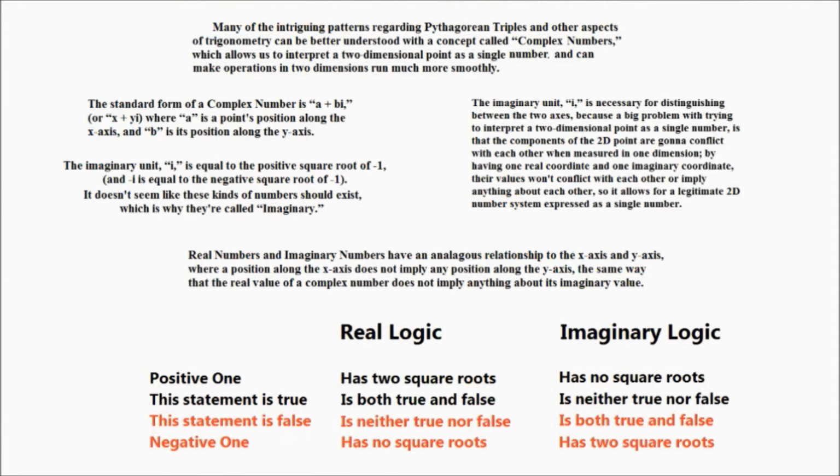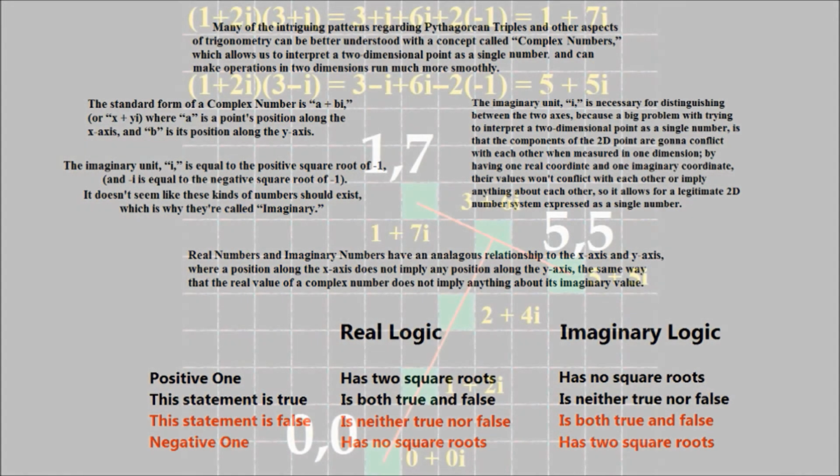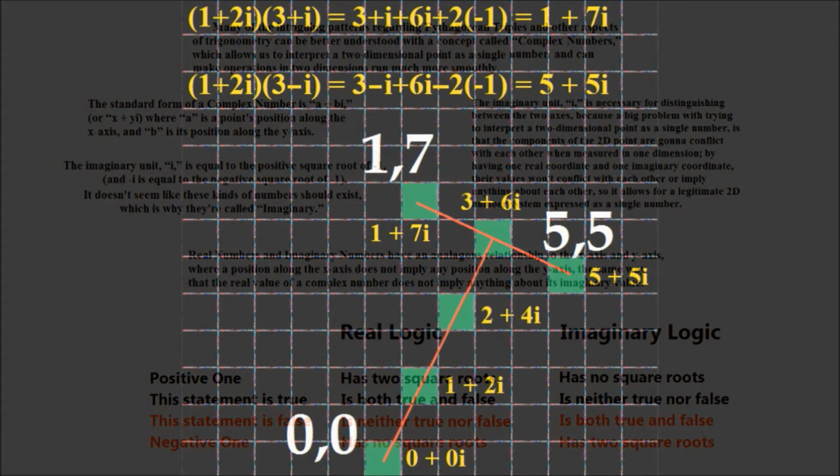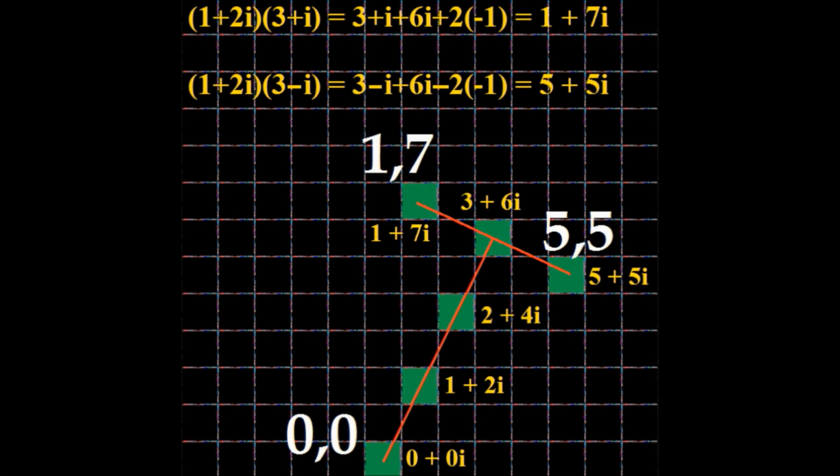The imaginary unit i is equal to the positive square root of -1, and negative i is equal to the negative square root of -1. It doesn't seem like these kinds of numbers should exist, which is why they're called imaginary. I would best describe an imaginary number as the concept of a foreign dimension manifested into a number.